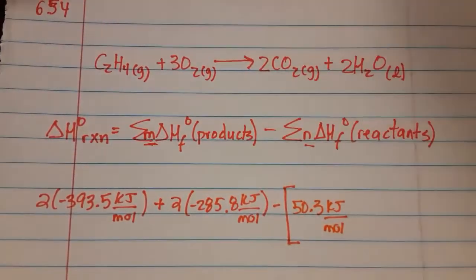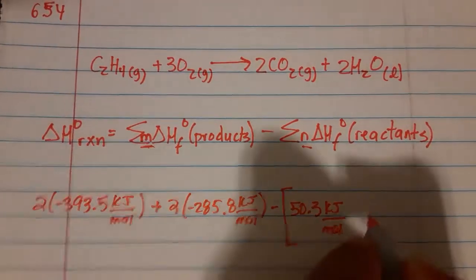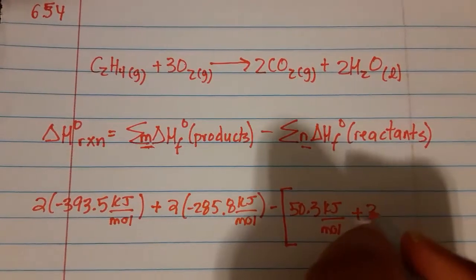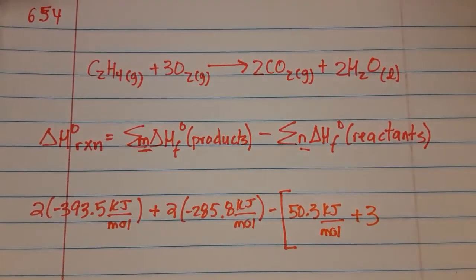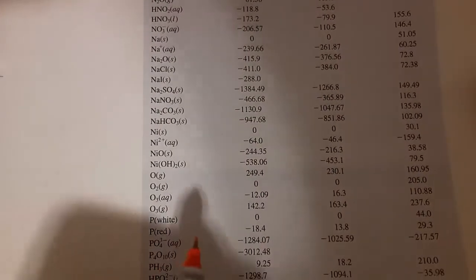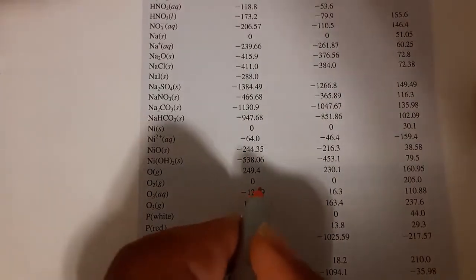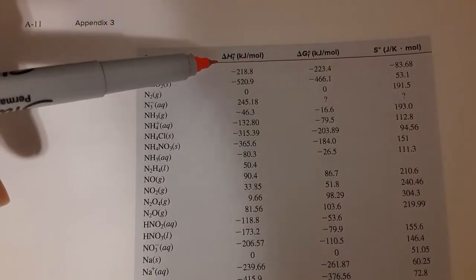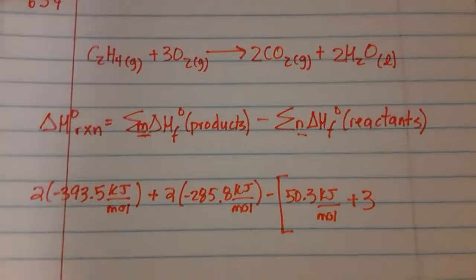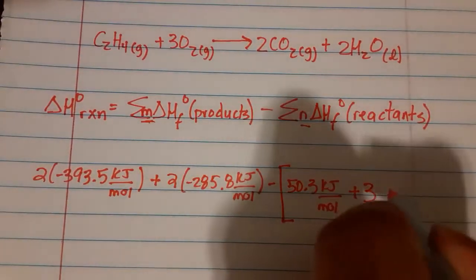It's the sum of the products minus the sum of the reactants, plus 3 times oxygen gas. Oxygen gas is going to be 0 because that's a base element. It's the standard state, the most abundant state. But even if you don't know that, you can look this up on your table in the book or on the internet, and you'll find that O2 gas is indeed 0 for the enthalpy of formation, delta H. So it's going to be 3 times 0 kilojoules per mole.